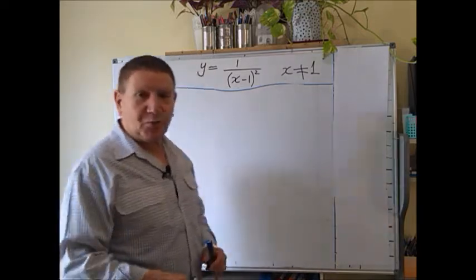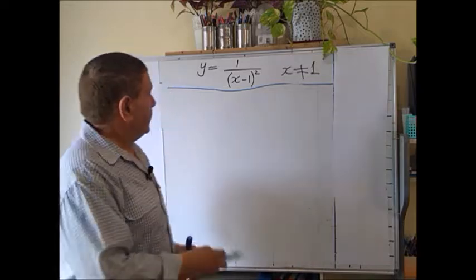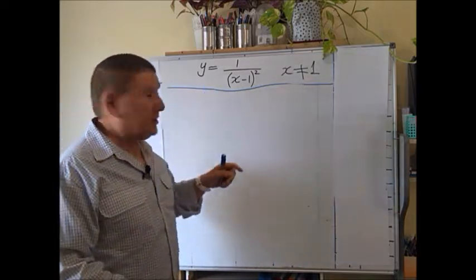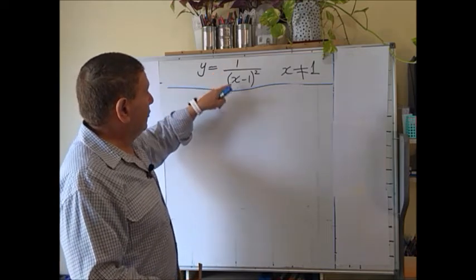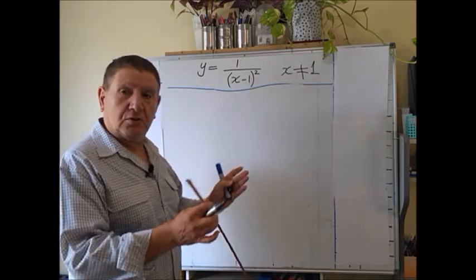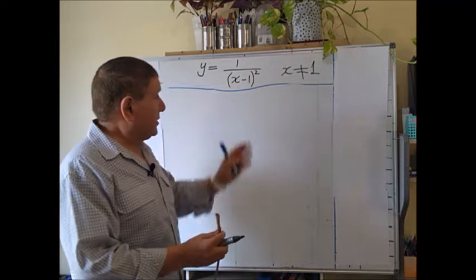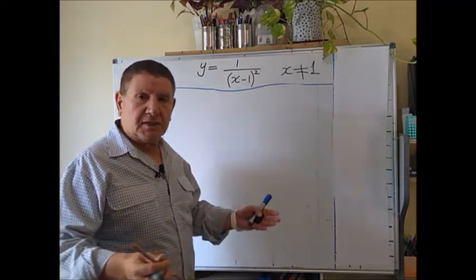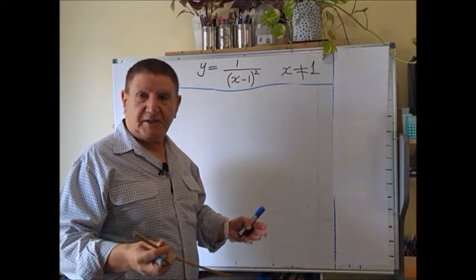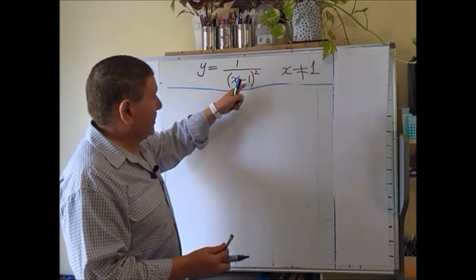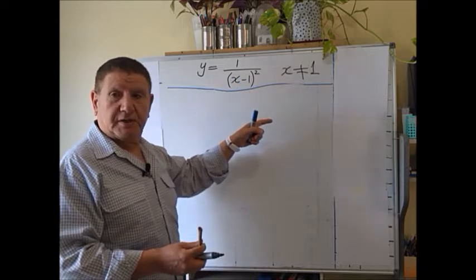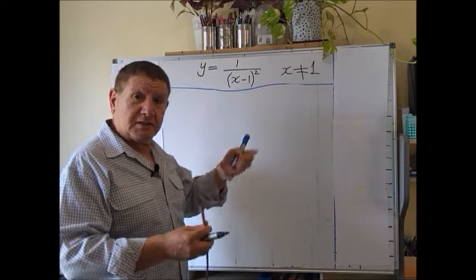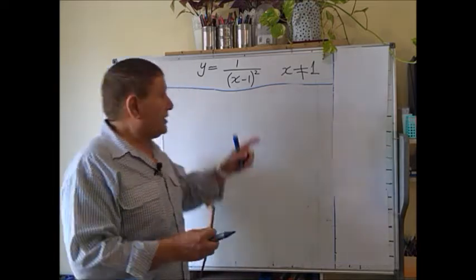And today what we are going to do is sketch the graph of the function y equals 1 over (x minus 1) squared. And using this graph, you could also sketch other similar graphs of the same family, like 1 over (x minus a) squared, maybe (x plus 1) squared, (x plus 2) squared, and so on. So let's start with this one.